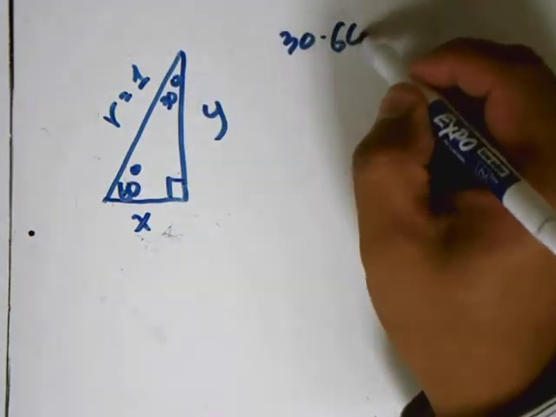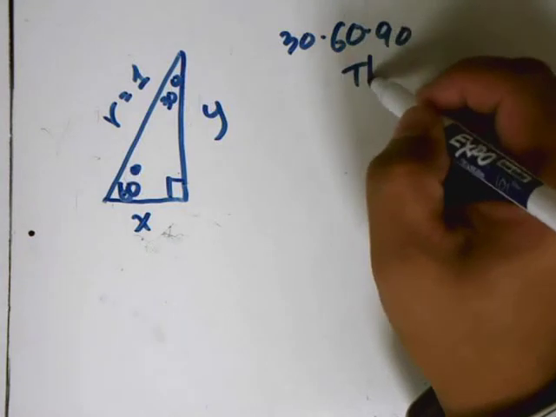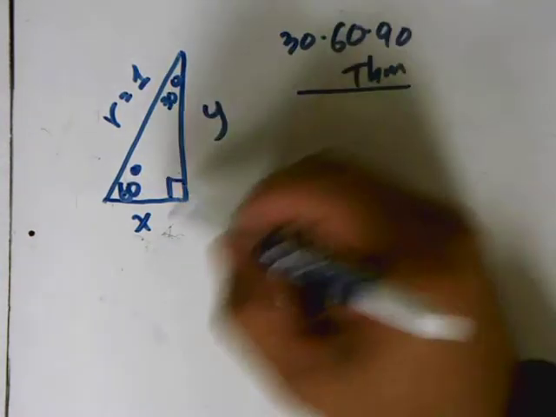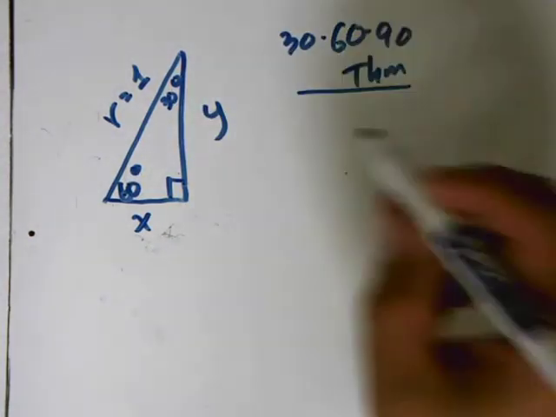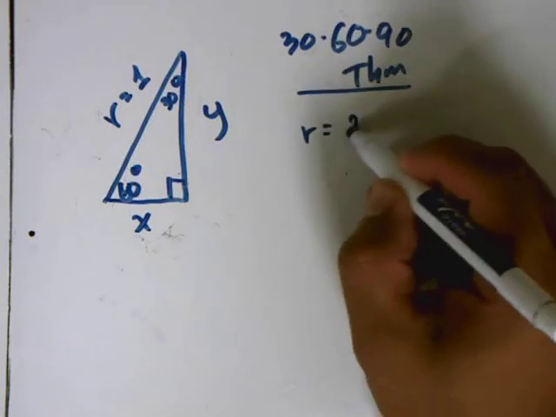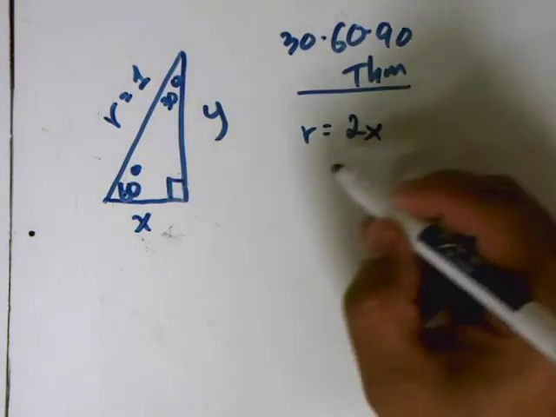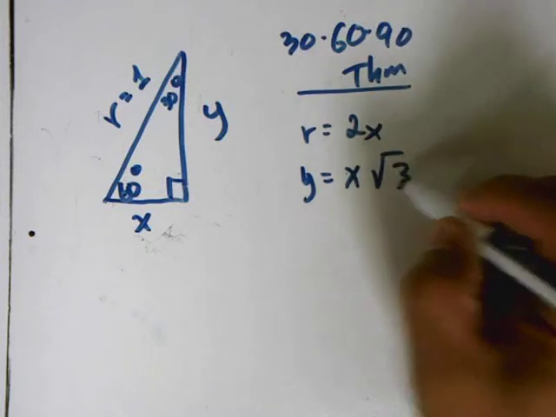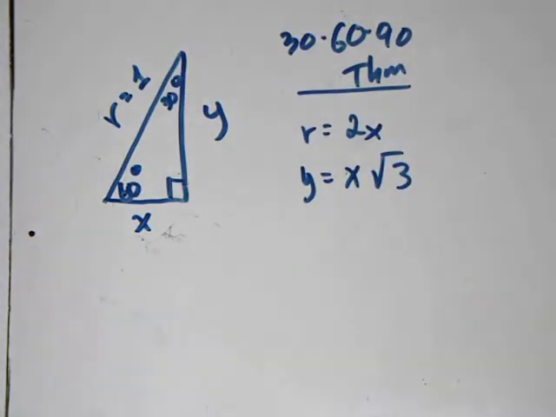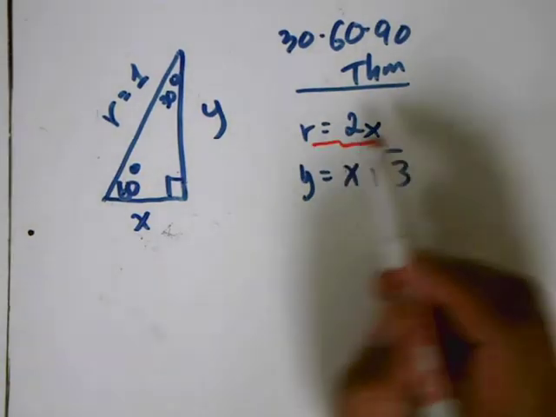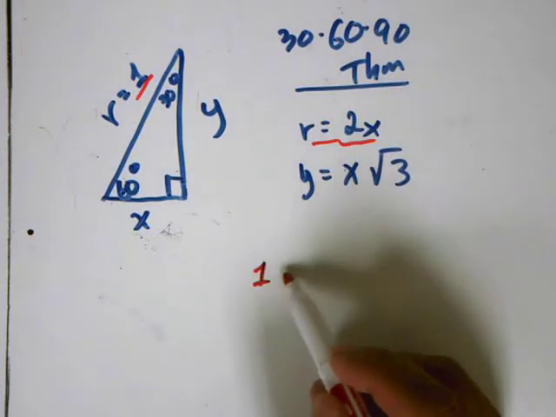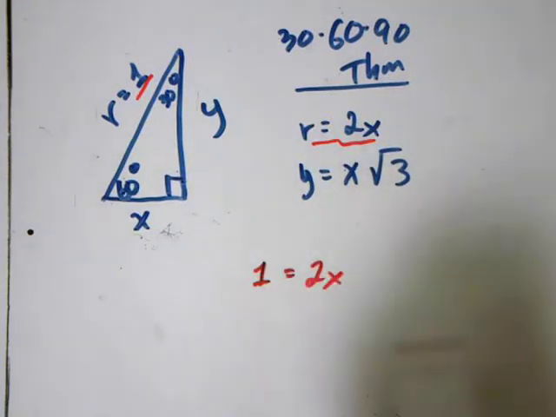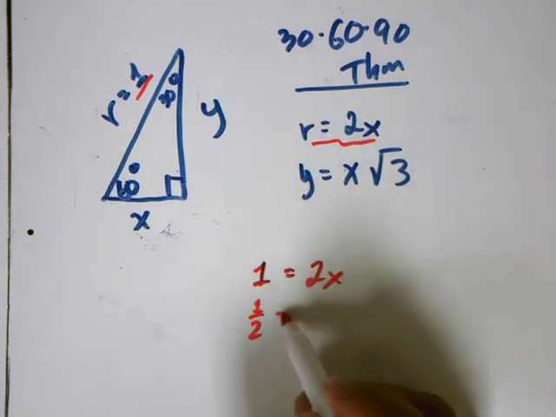So we can use the 30-60-90 theorem again. This time it's just that the sides are named differently than they were before. So we know that r now is equal to 2x because x is now the shorter side. And we know that y has to also be equal to x square root of 3. Using what we know, we can say 1 is equal to 2x, therefore 1/2 is equal to x.